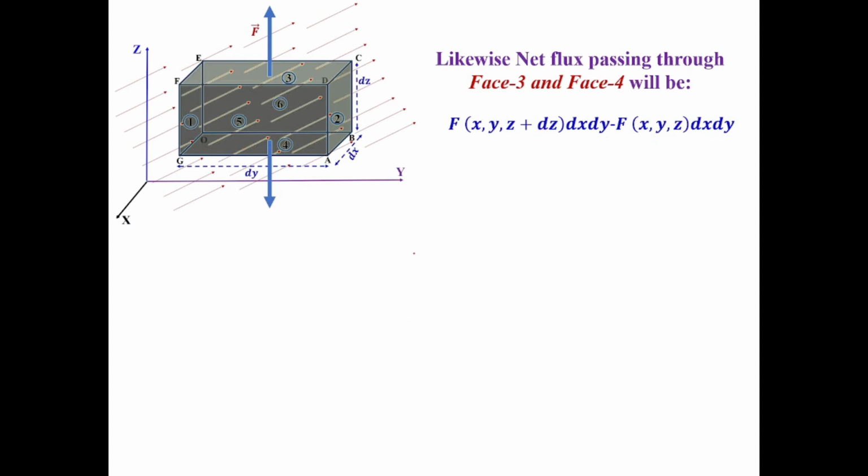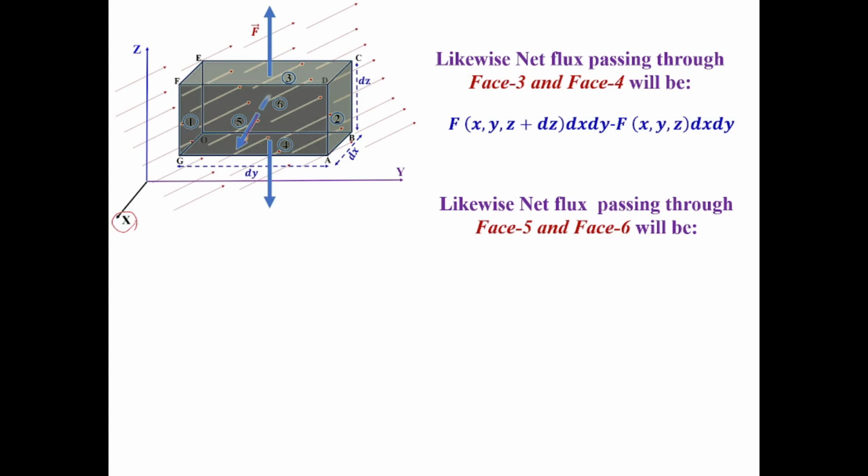Now we are going to consider phase 5 and phase 6. The net flux passing through phase 5 and phase 6 we are going to calculate. For phase 5 the area vector is along the positive x-axis direction. However, for phase 6 it is along the negative x-axis direction. So for phase 5 the area vector will be represented as i cap, and this area will be dy dz. For phase 6 the area vector will be minus i cap dy dz.